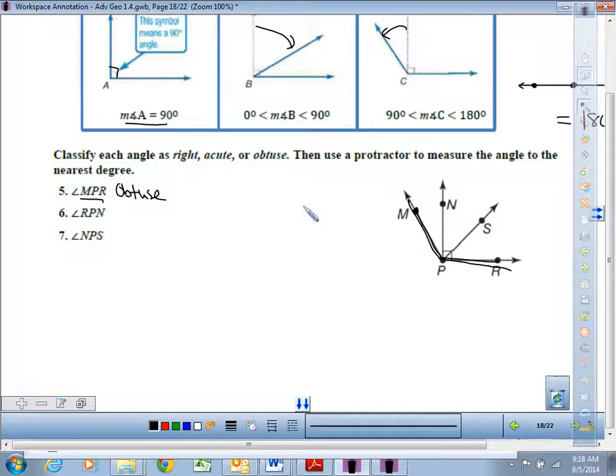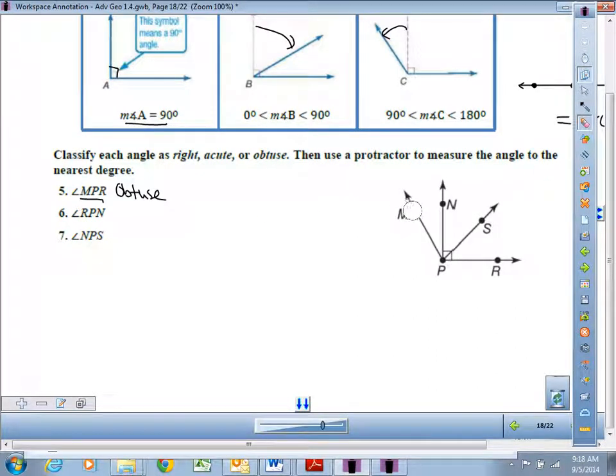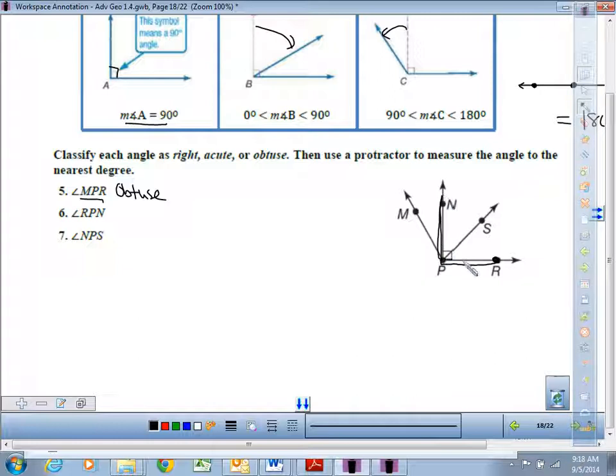So let's look at RPM. I'm just going to classify them. You can measure them. Starting at R, through P, to N. That's this guy right here. Well, what's the degree measure there? We don't even have to measure that one. It's got the box there. Remember, that box is how we are always going to show a right angle. That is a right angle. So its degree measure is 90 degrees.